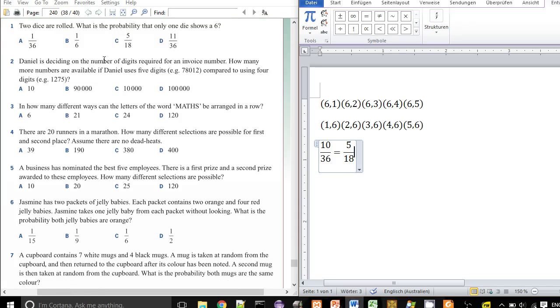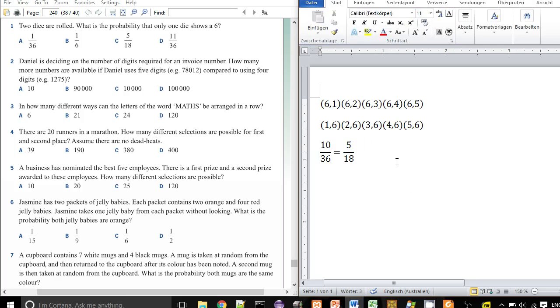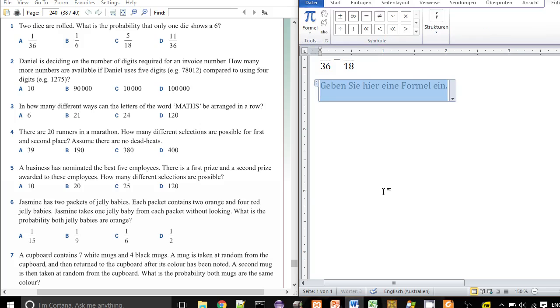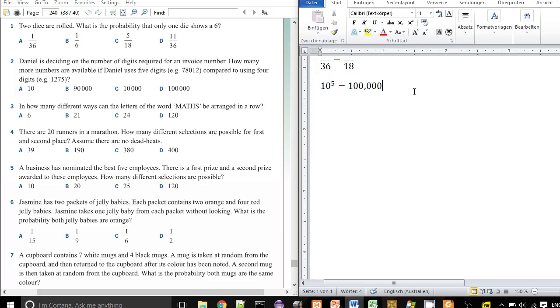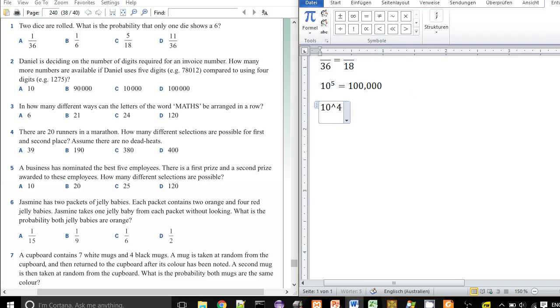Okay, Daniel's deciding on the number of digits. 5 compared to 4. Okay, well let's just do both of them. If he's using 5 digits, now it's an invoice number, so I assume it can start with a 0 or anything. So I would say 10 to the power of 5 for 5 digits. 10 times 10 times 10 times 10 times 10, which is 100,000. It has 5 zeros. Alright, and then if it's only 4 digits, it'll have only 10,000, 4 zeros.